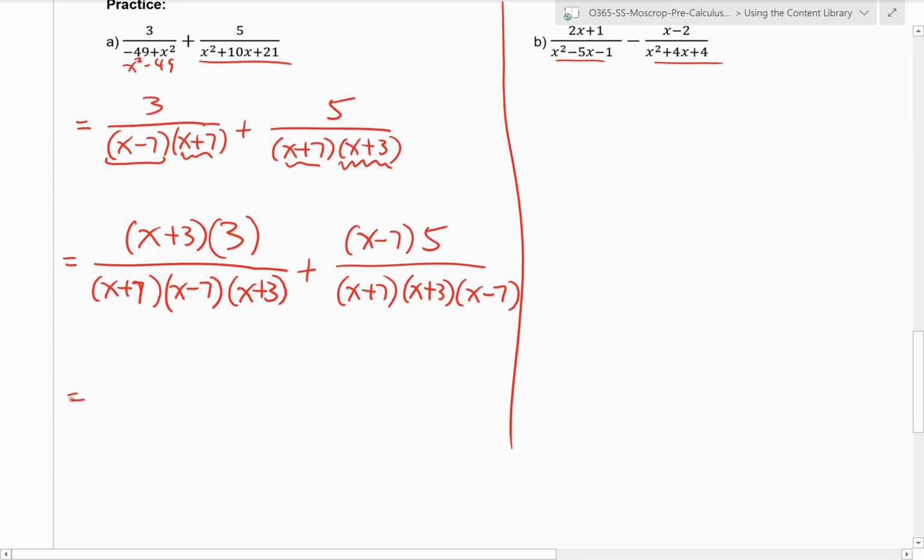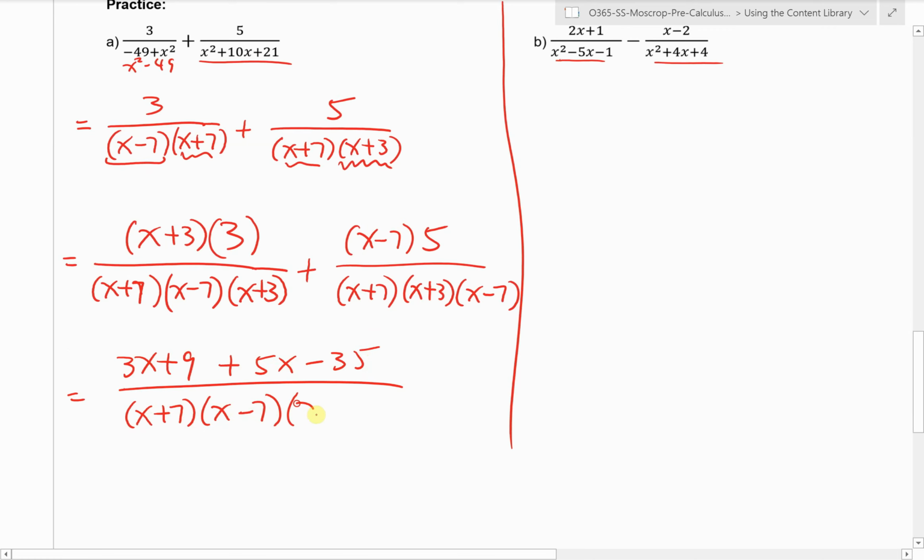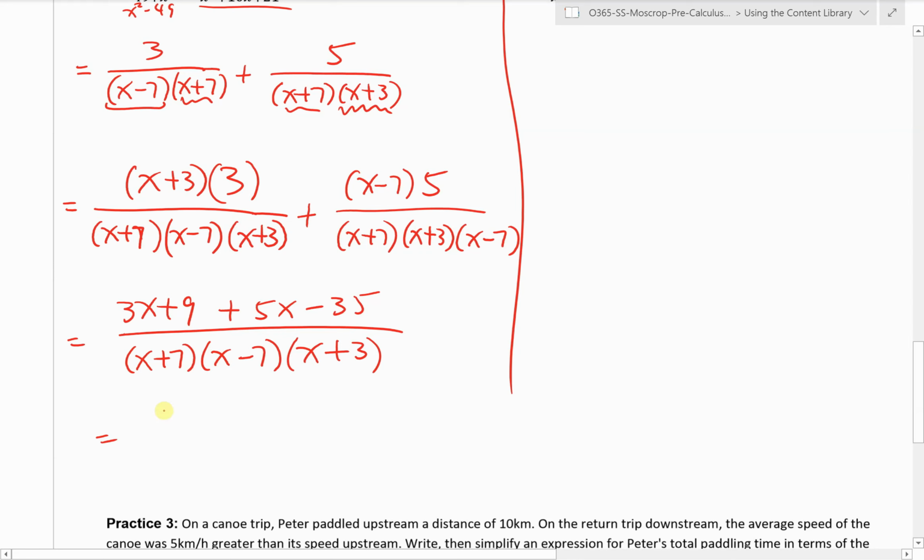So now we just need to expand. This is going to be 3x plus 9 plus 5 times x is 5x, 5 times negative 7 is negative 35, all over x plus 7, x minus 7 times x plus 3. Collect like terms. You have 3 plus 5 is 8x, 9 minus 35 is negative 26, and you still have x plus 7, x minus 7, and x plus 3.